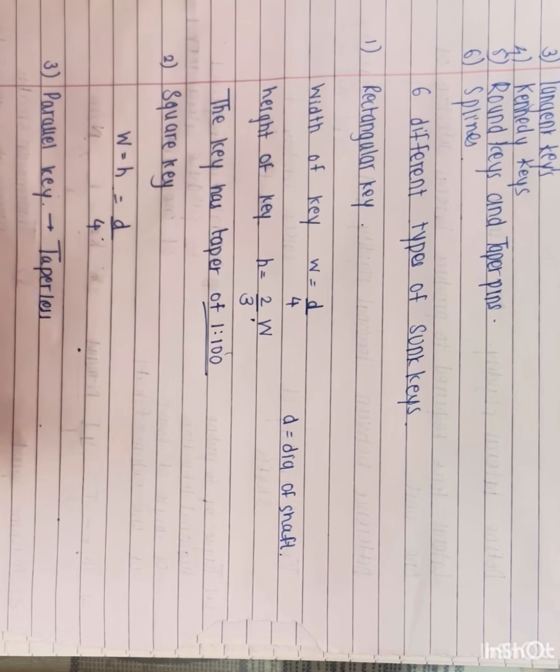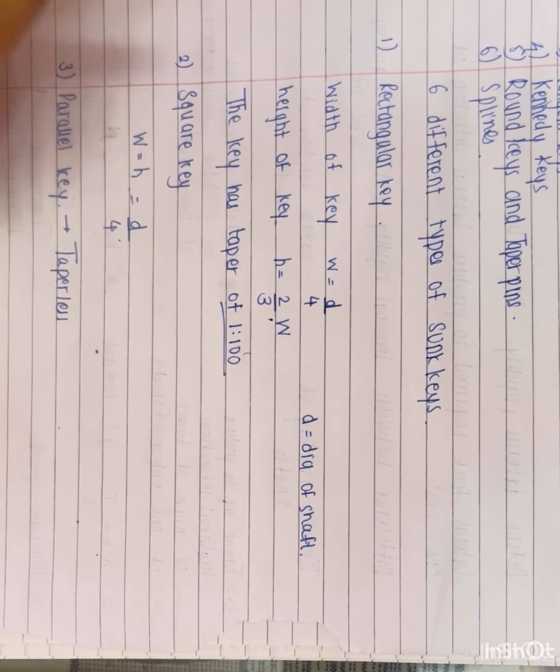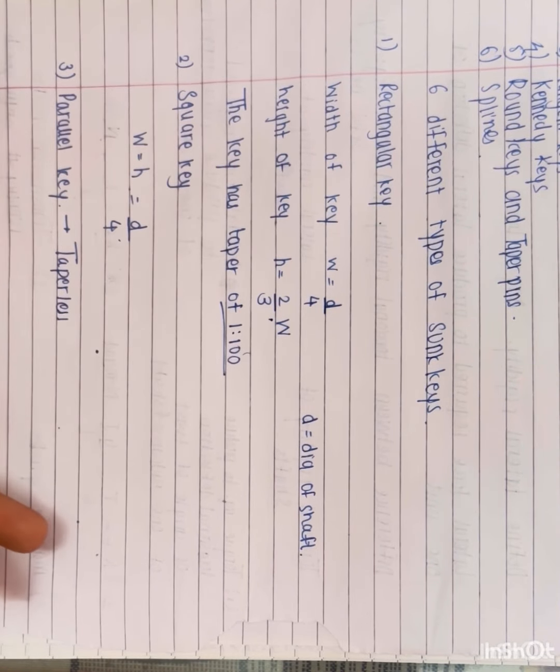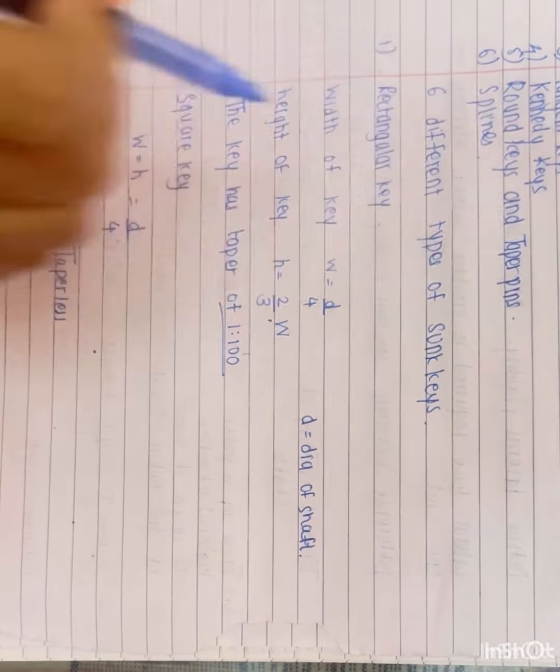And then there's the square key, which is everything similar to the rectangular key, just that the height and width are the same, which is 1/4 of the diameter. And the last is the parallel key. It can be a rectangular key or square key, but it is taperless. So these are the important ones.